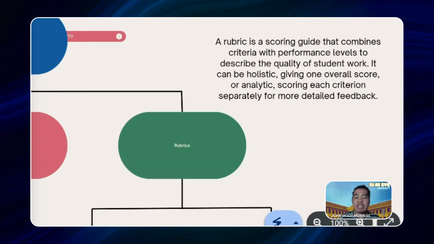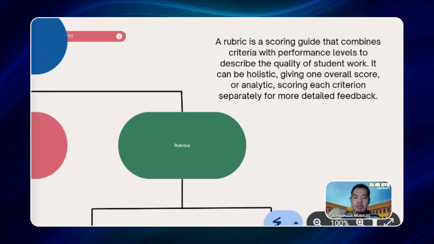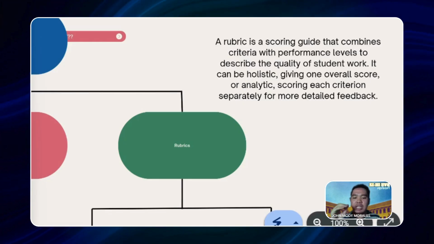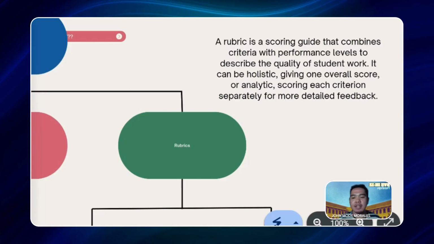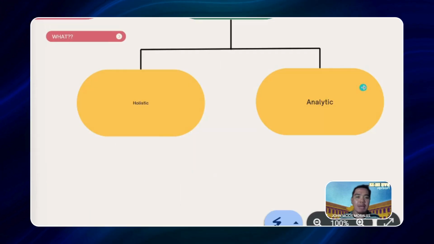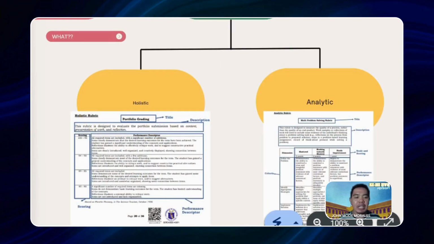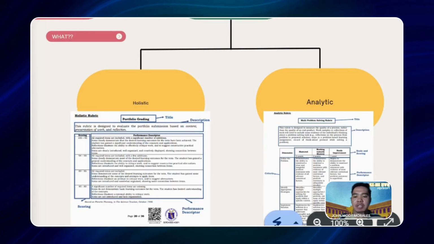Thirdly, and the last type of scoring, we have the rubric, the very known type of scoring in education. A rubric combines criteria with performance levels. It gives clear expectations and consistent scoring. Rubrics can either be holistic or analytic. So rubric has two types, the holistic and the analytic, and what we have here on our screen is the example of holistic and analytic according to DepEd Order 31 Series of 2020.